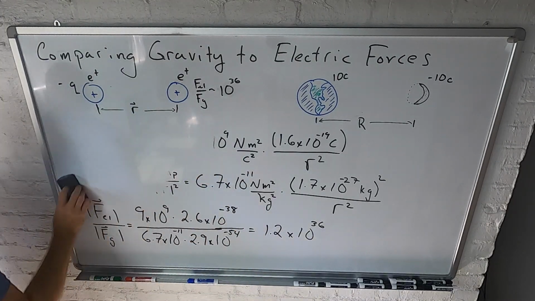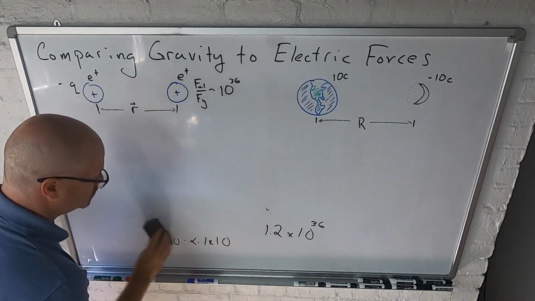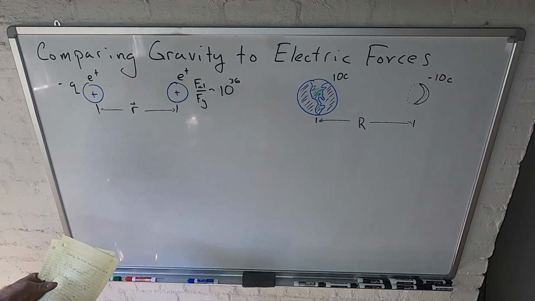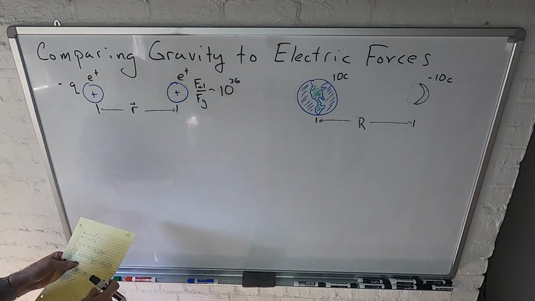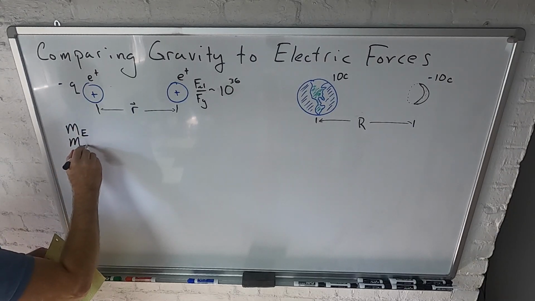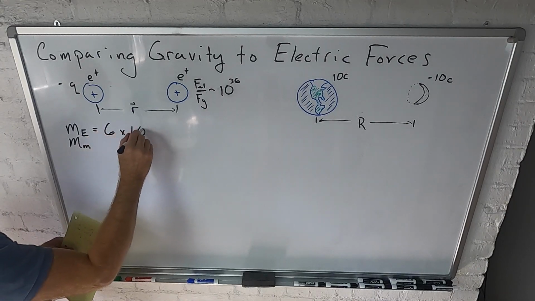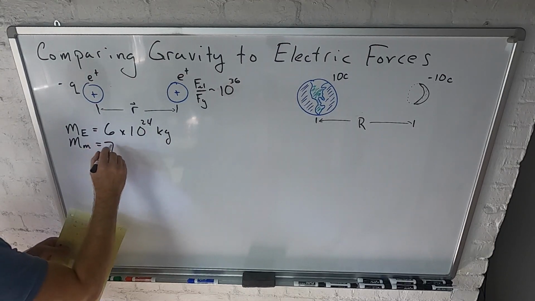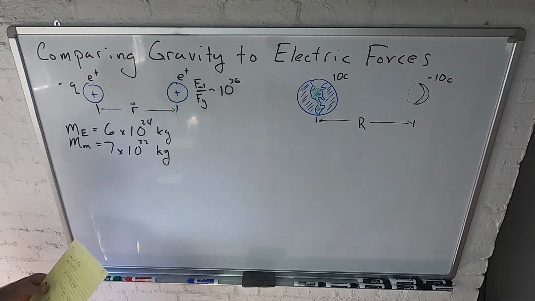And let's switch gears and go to the other example, which is gravitation. Okay, so let's do that. We've got two masses to worry about. We've got the mass of the Earth and the mass of the Moon. Those are going to be equal to 6 times 10 to the 24 kilograms and 7 times 10 to the 22 kilograms, respectively.